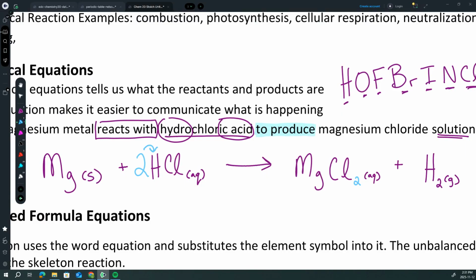But that 2 coefficient doesn't just affect the hydrogens, it also affects the chlorines. So now we have 2 chlorines and 2 hydrogens going in, and we have 2 chlorines and 2 hydrogens coming out. So that's balanced, that's all good. By the way, when you are balancing chemical equations, you need to balance using coefficients. Coefficients are just the big numbers that come out in front of the chemical compounds.